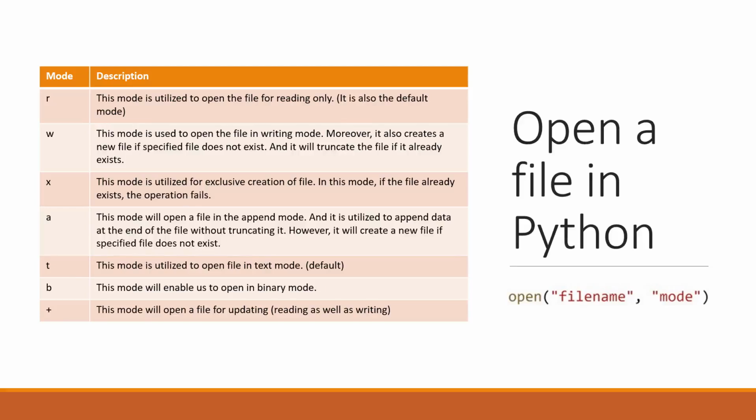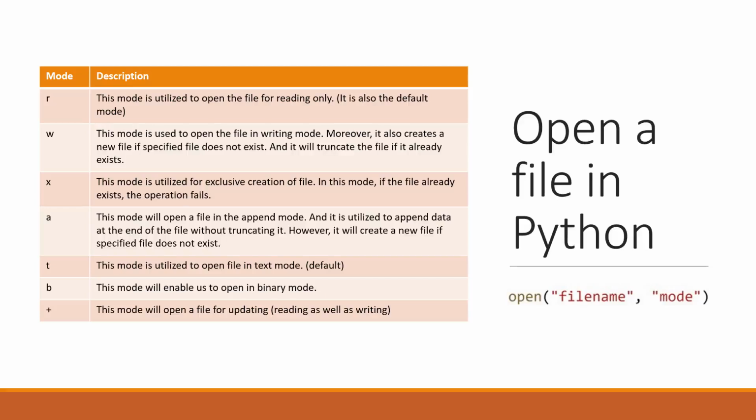Now after append mode, we have the mode T, which represents text. This text mode is utilized to open a file in the text mode, and by default, if we do not specify any mode, then the file is opened in the readable text mode. So the default mode will be RT.